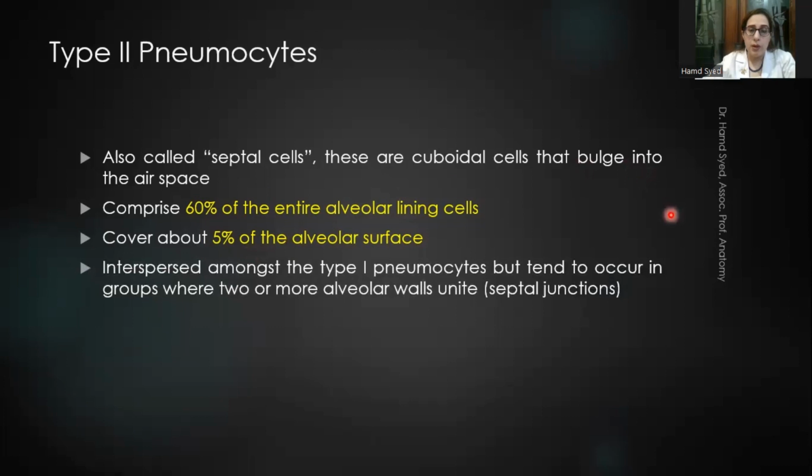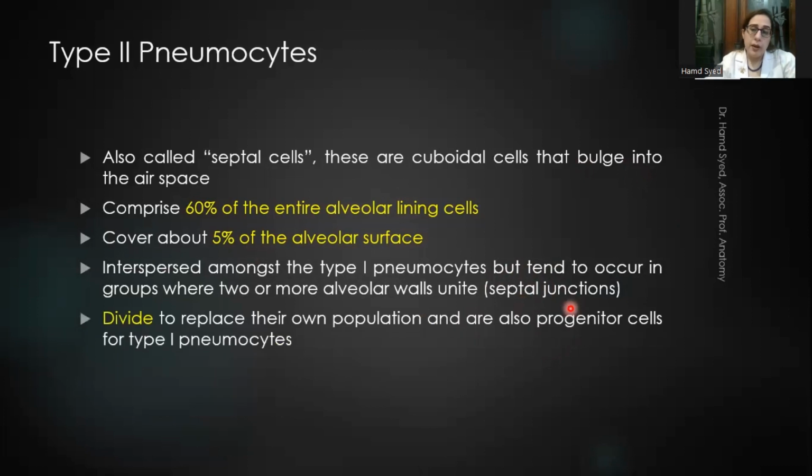But since their shape is cuboidal and not flattened, they cover only about 5% of the alveolar surface. Now, also present amongst the type 1 pneumocytes, they are present in groups. So they tend to occur in groups where two or more alveolar walls unite. These points are known as septal junctions. And at the septal junctions, the type 2 pneumocytes tend to occur in clusters. They have the ability to divide, and they replace their own population, as well as, remember, they are the progenitor cells of the type 1 pneumocytes.